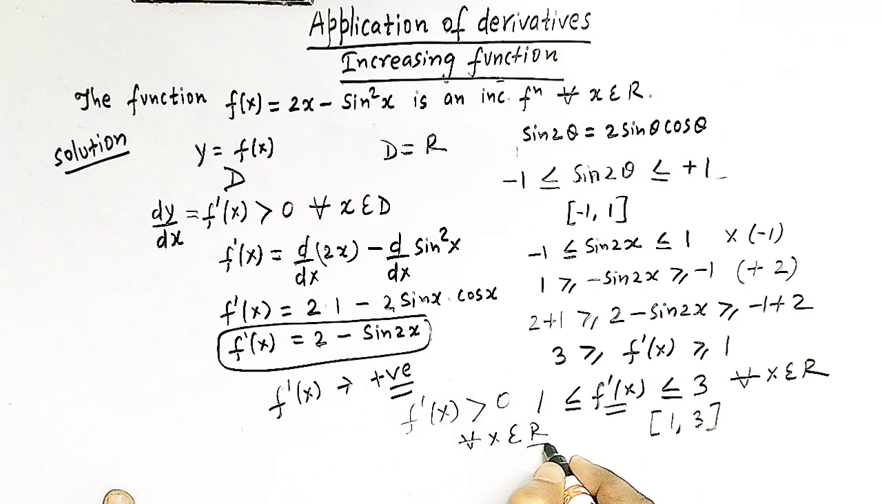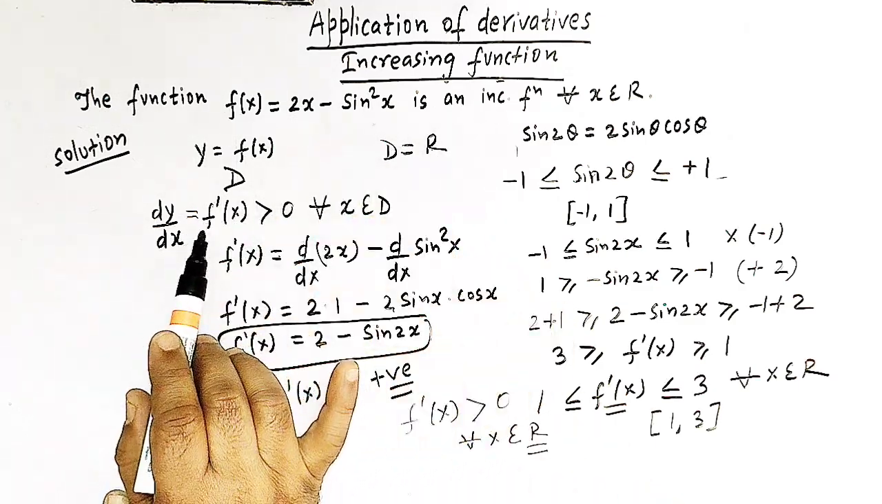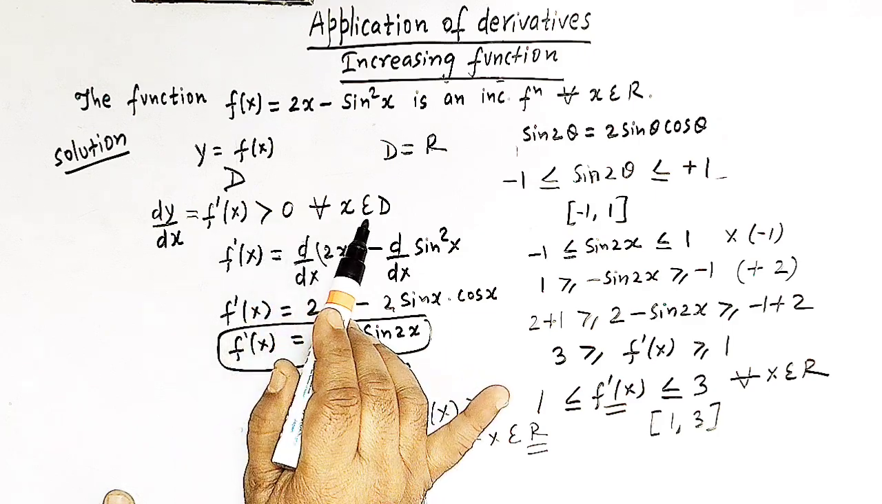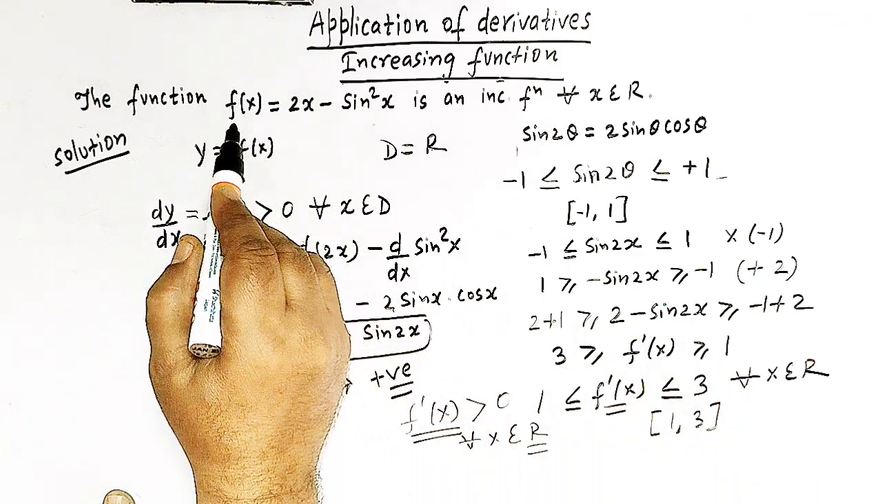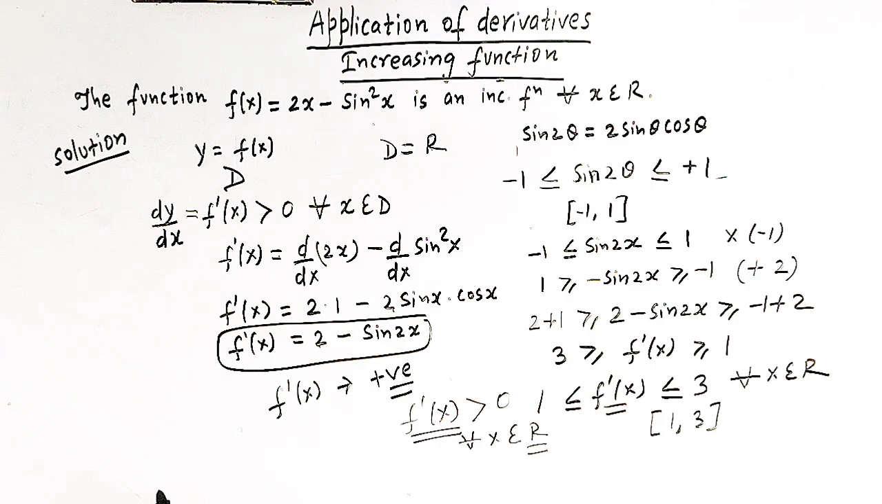From the definition of increasing function, f prime of x should be greater than 0 for all x belonging to the domain. So here we have proved that the derivative is always a positive quantity for all x belonging to R. Hence we can say that this function is an increasing function for all x belonging to R.